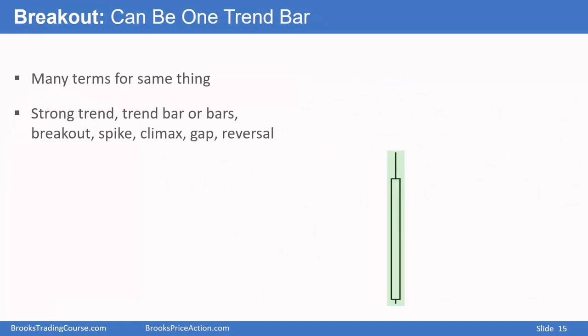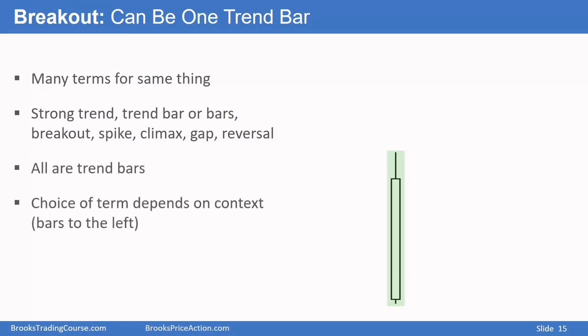A breakout can be a single trend bar, and there are many terms for the same thing. You can call this a strong trend, or strong trend bar, strong series of trend bars, a breakout, a spike, a climax, a gap, a reversal. This could be a reversal. We could have gone down here and then up here. It's all the same thing. Those are all synonyms for trend bars. This is a bull trend bar.